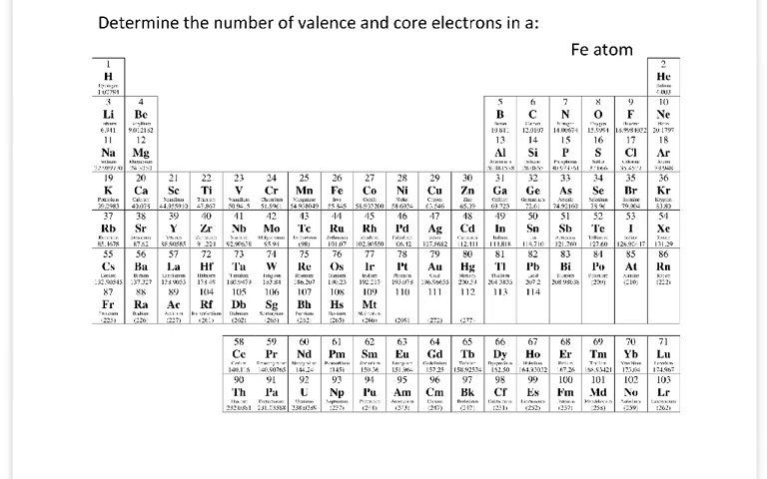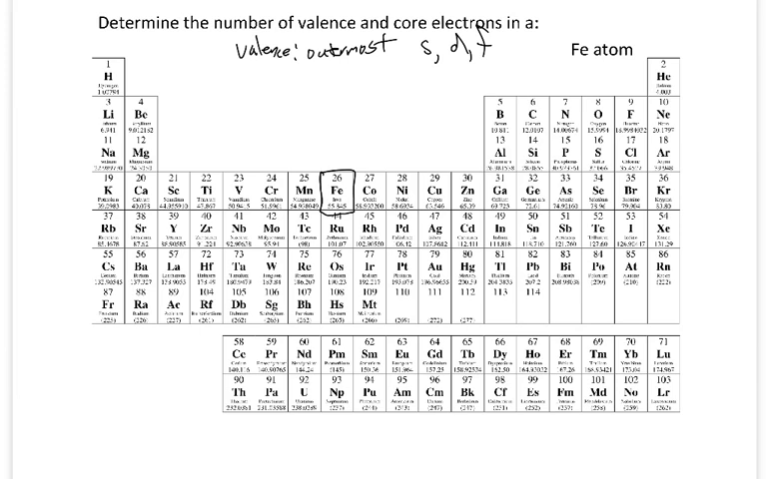Okay, now we're asked about the iron atom. Iron is in the D block. In the case of the S and P blocks, it's the outermost S and P electrons that are valence. In the case of elements in the D block and the F block, the valence electrons are the outermost S, P, and D. I'm sorry, I think I just misspoke. It's the outermost S, D, and F.